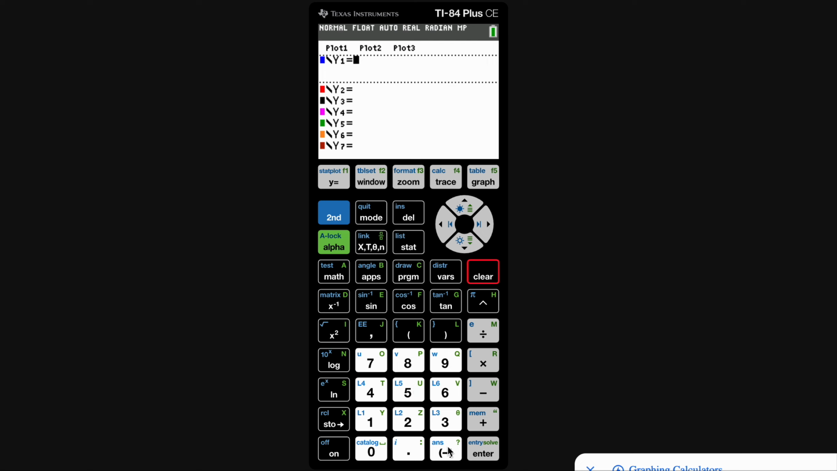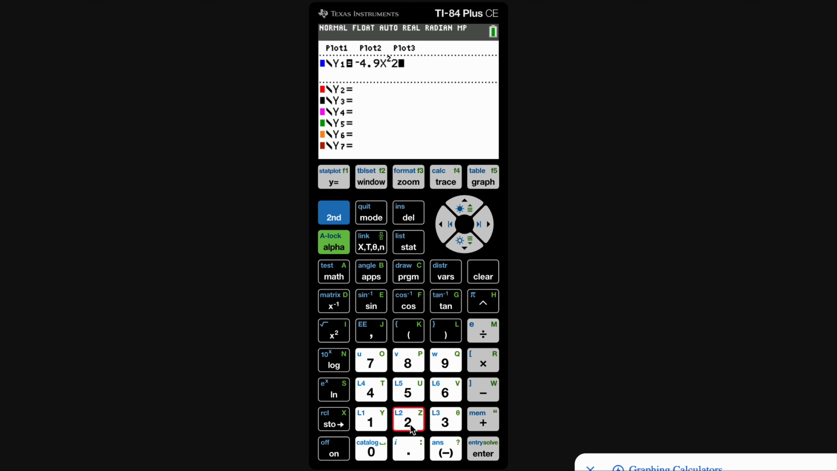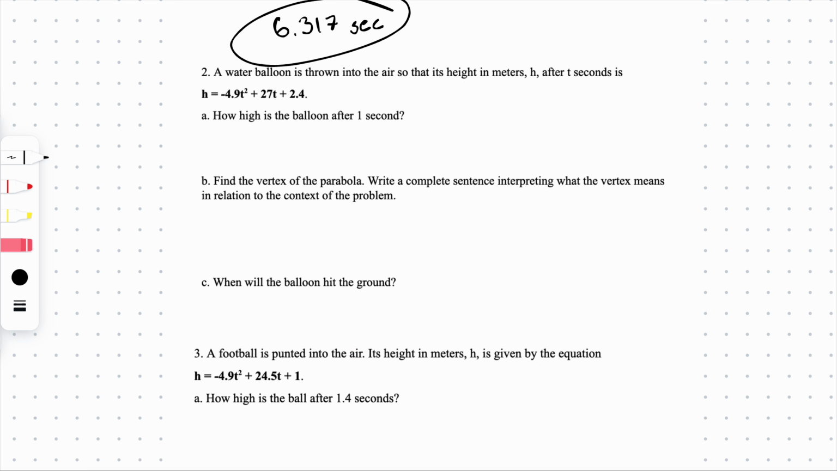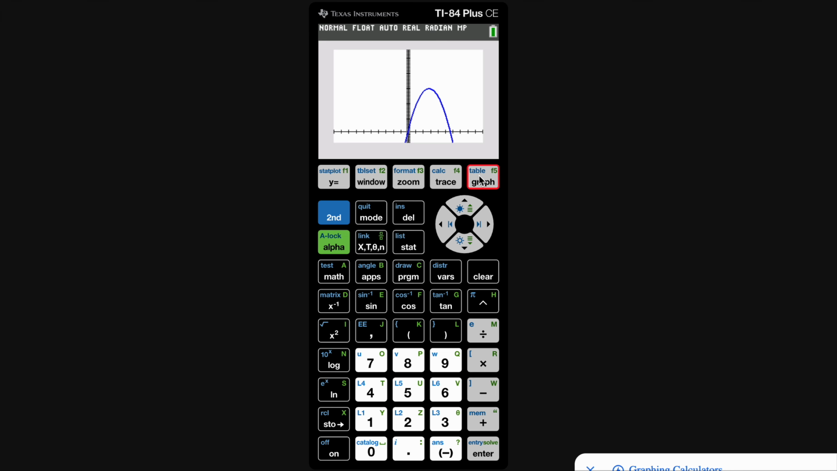So we had negative 4.9. By the way, a negative sign here is different than our minus sign here, so be mindful of that. X squared. We had plus 27t plus 2.4. Oops, my bad. Plus 27t plus 2.4. Let's just make sure that's correct. Okay. Now I'm going to graph it.